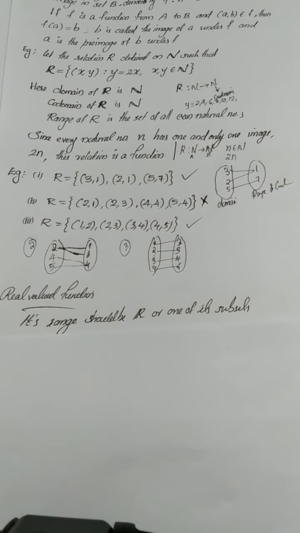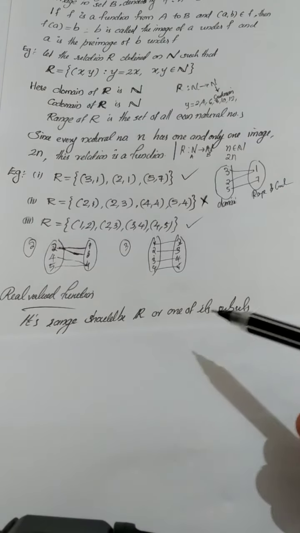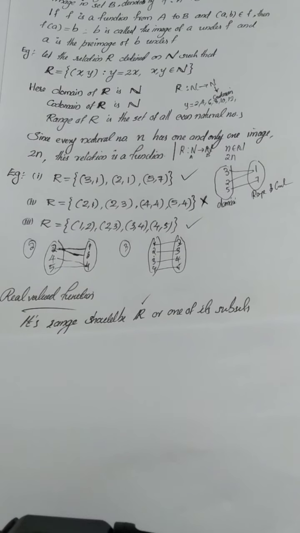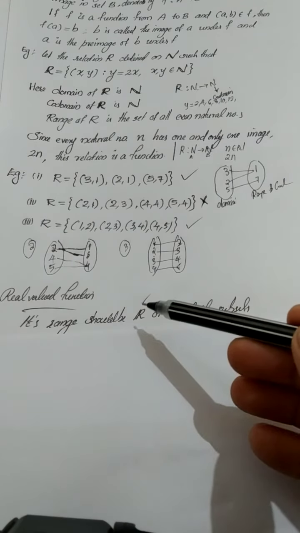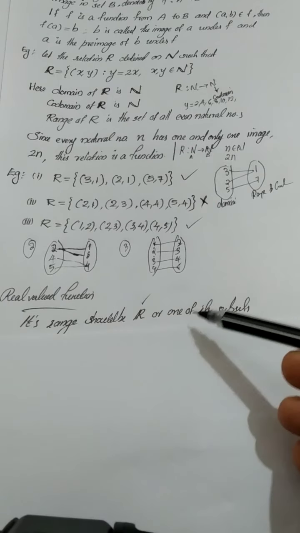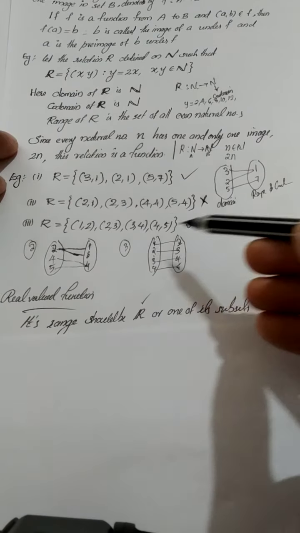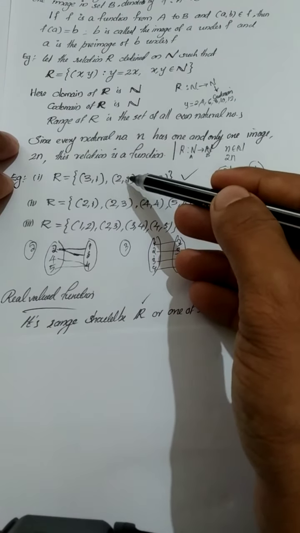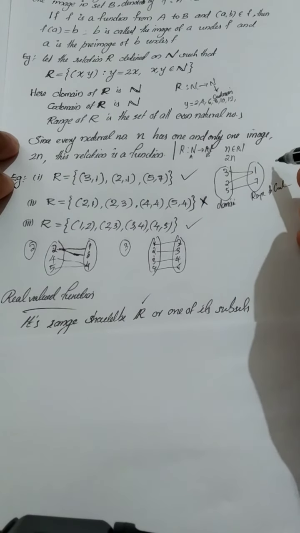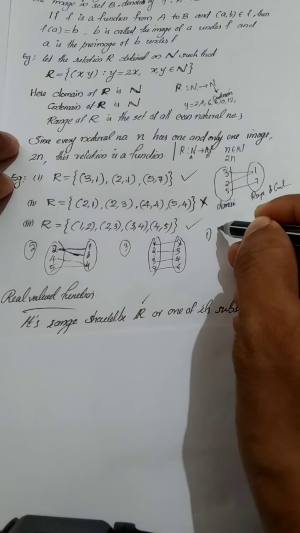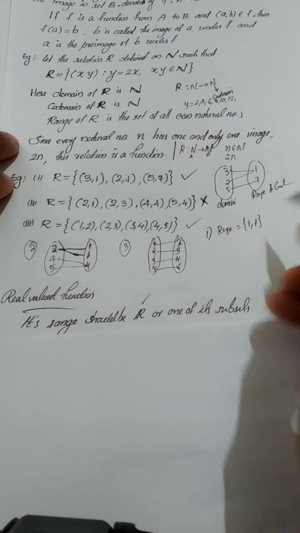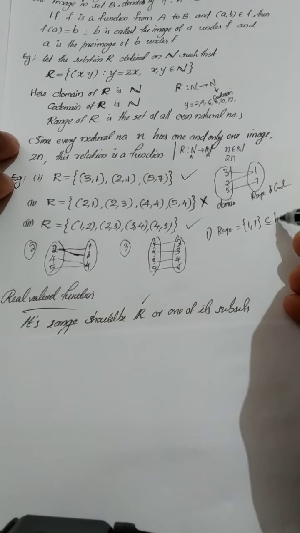So look at here. What is a real valued function? That means its range should be the set of real numbers or one of its subsets. So here, what is the range? In the first one, the range is equal to {1, 7}. Actually, {1, 7} is a subset of the set of all real numbers.